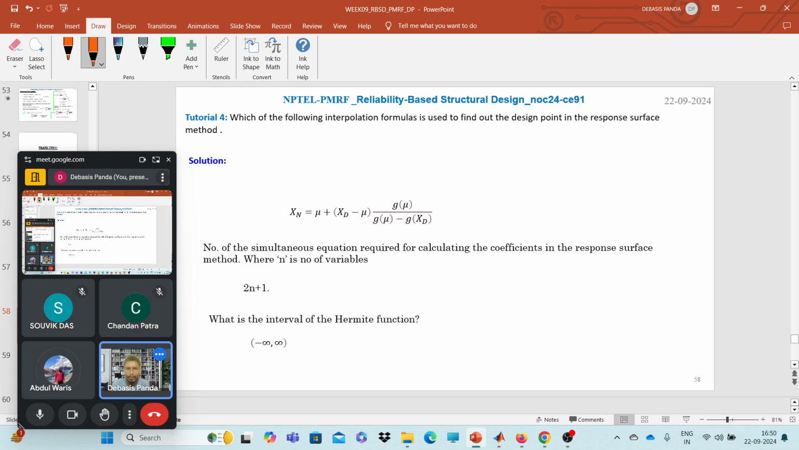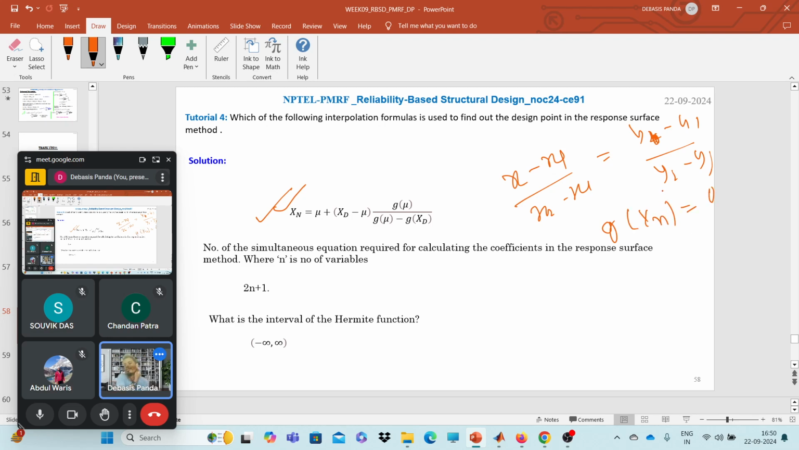Now move to this. Which of the following interpolation formulas is used to find out? Simple interpolation, linear interpolation, this one. Like x minus x1 divided by x2 minus x1 is equal to y minus y1 divided by y2 minus y1. And you just need to put in all these things, 3 points you have, and you will find out that g of xn will be 0 because it will fall on the limit state. Like if we have x1, x, x2, y1, y, y2. This is your xn point, xn.